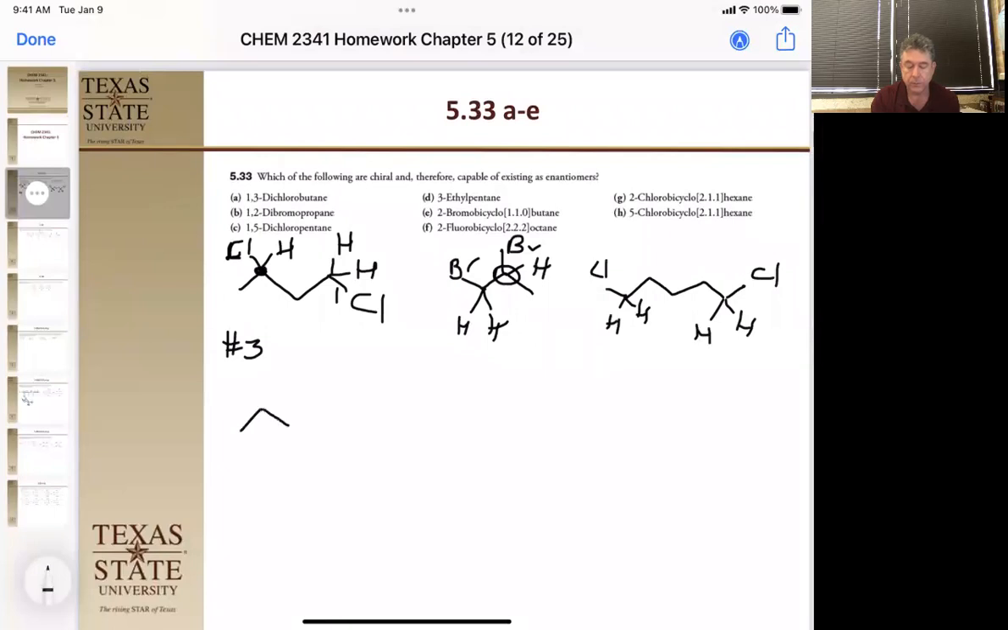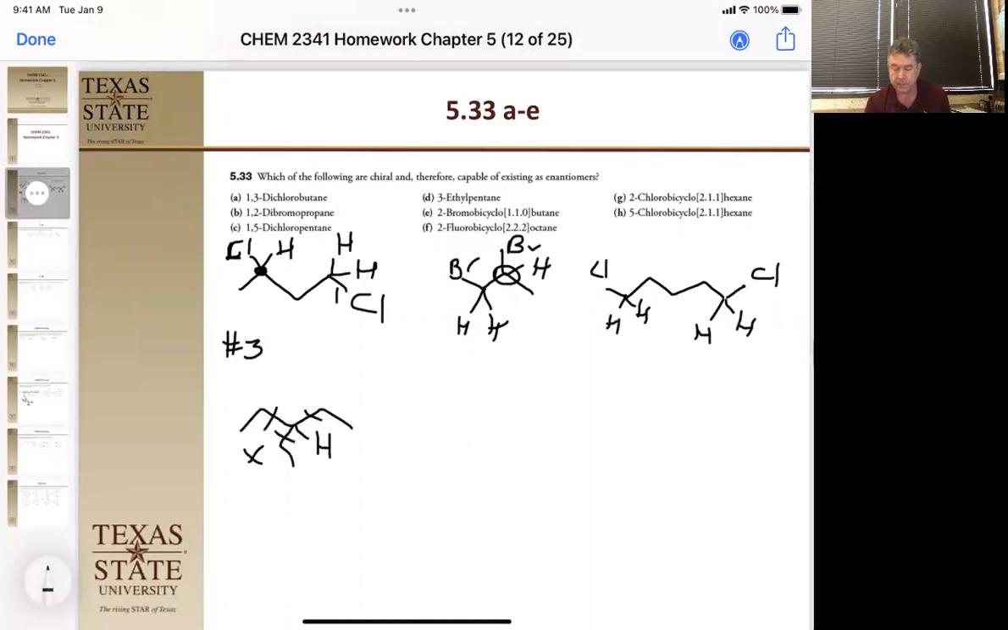Okay, let's look at D, 3-ethylpentane. So 1, 2, 3, 4, 5. We have 5 carbons, and we're going to put an ethyl group on the pentane here. Let's add our hydrogens to make sure we're looking at everything. We have 3 ethyl groups attached to the same carbon. Therefore, we don't have 4 different groups. Therefore, it is not chiral.